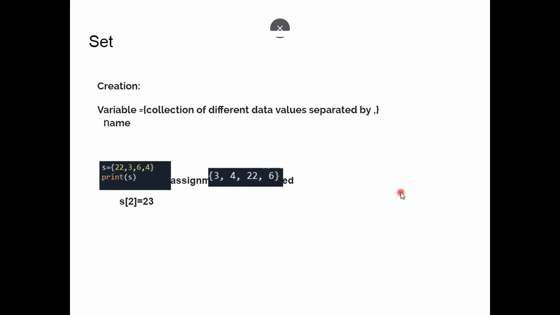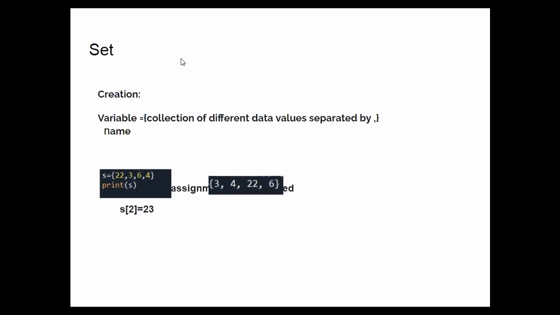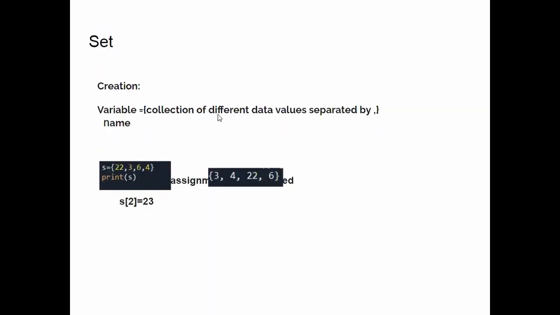Now we are having the third data type, which is called the set. Now what is a set? It is again a collection of different data values which are separated by commas. Now how it is different from the tuple and the list is that for a list we are using square brackets, for the tuple we are using parentheses, and for the set we have to use curly braces.